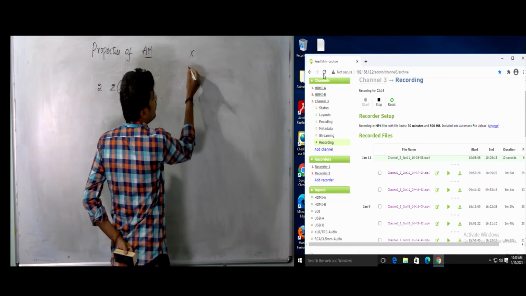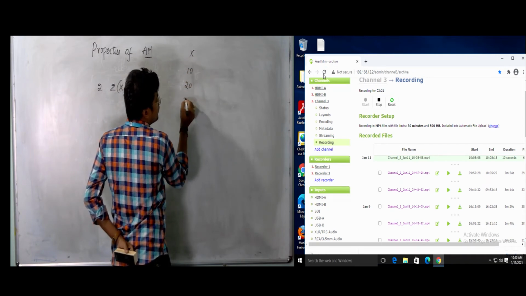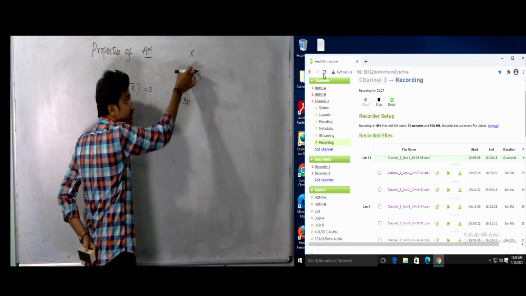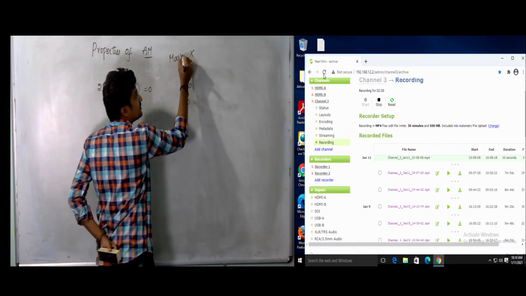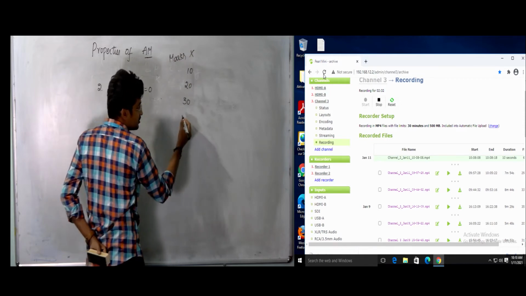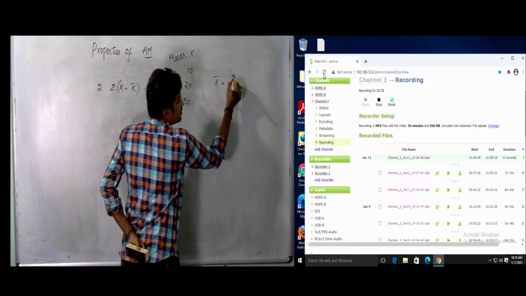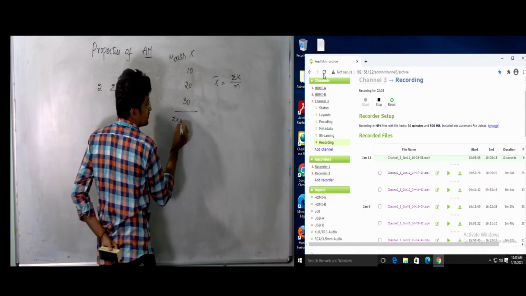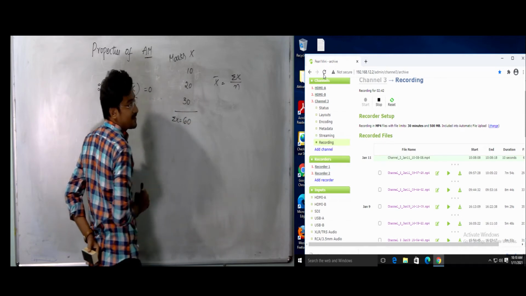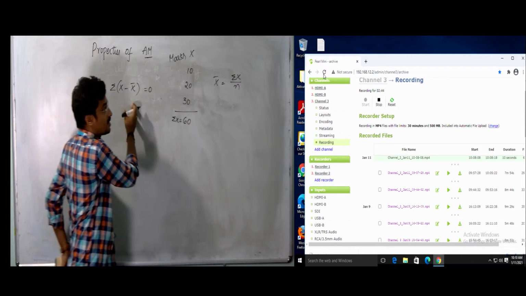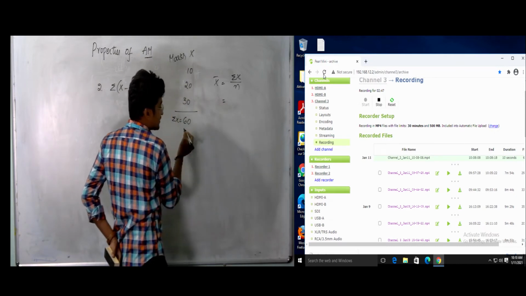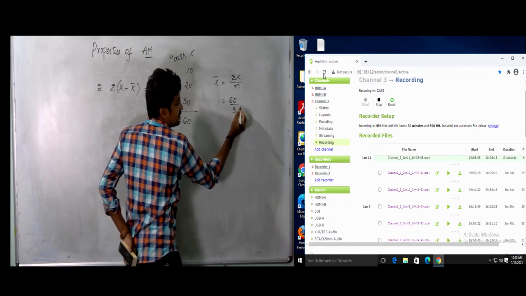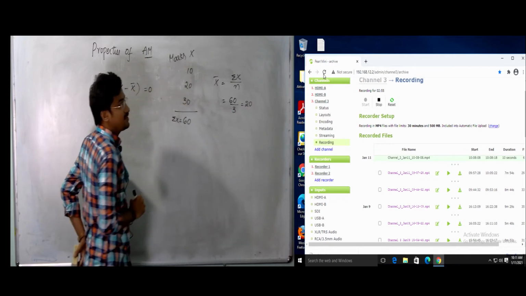For example, 10, 20, 30. This is the individual series. In individual series, only variables are given. X is marks. X bar formula: summation x by n. Summation x is 60, divided by number of observations 3. 60 by 3 is 20.